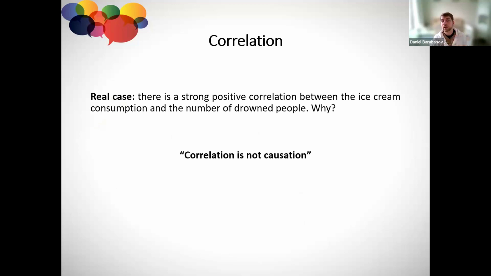They might be connected through a third variable, which we didn't measure in our research. One example is a real case based on really, really large statistical data. We know that there is a strong positive correlation between ice cream consumption and the number of people who drowned. Why? It seems absolutely illogical and not connected, but actually the real reason behind this correlation is summer.